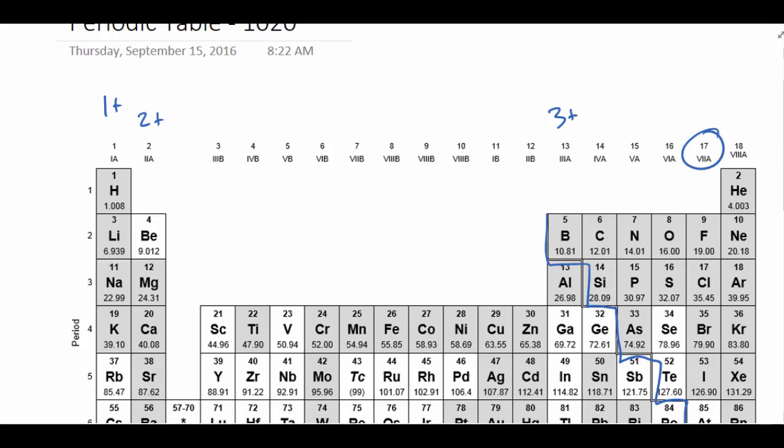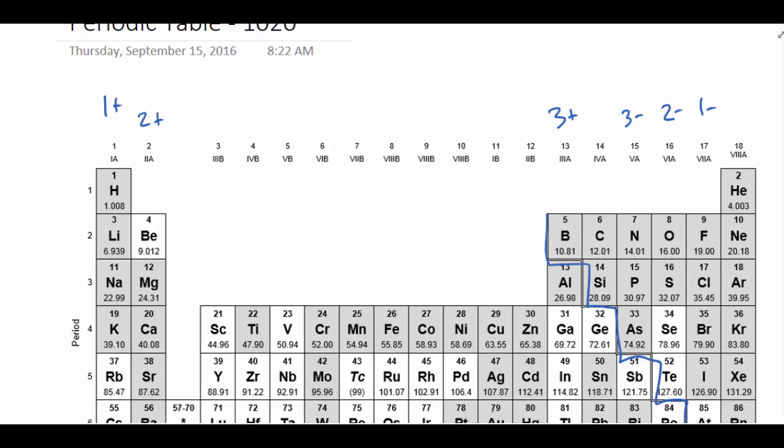Then, starting with group 17 on the side, or group 7A, the halogens have a 1 negative charge, the elements of group 6A have a 2 negative charge, and the nonmetals of group 5A have a 3 negative charge. And again, this 3 negative will only apply to the nonmetals of this group, not to the metals of this group. So we talk about the charges. One thing that is always true, metals always have a positive charge, nonmetals always have a negative charge. Always in compounds, metals are always positive, nonmetals are always negative.